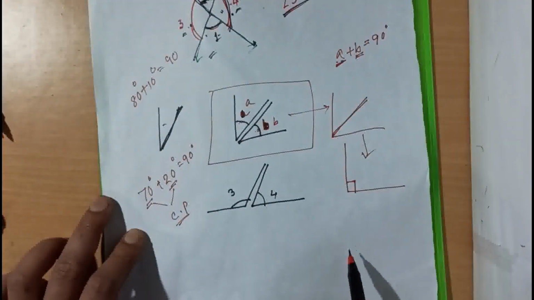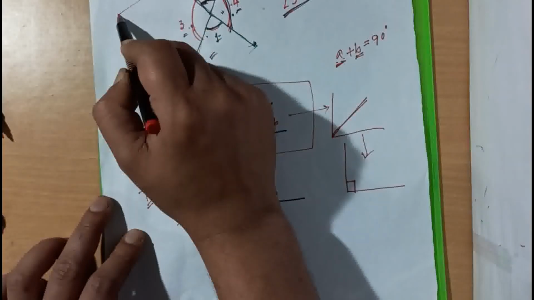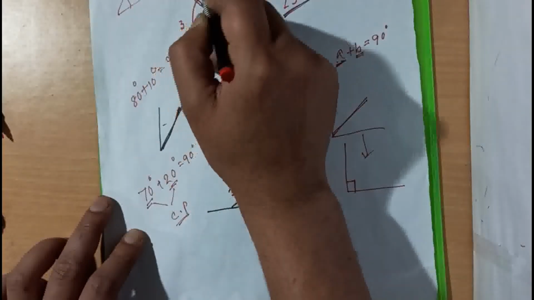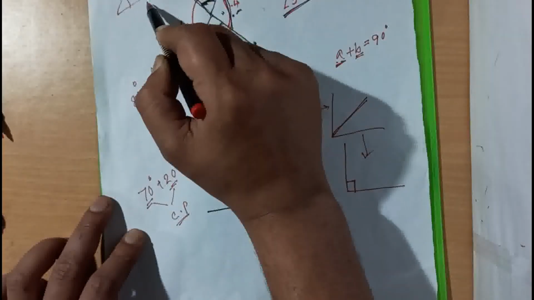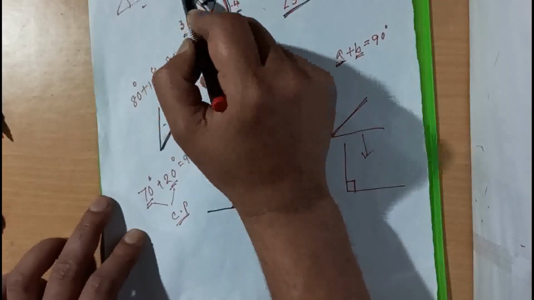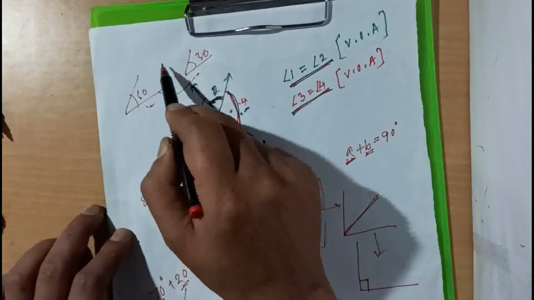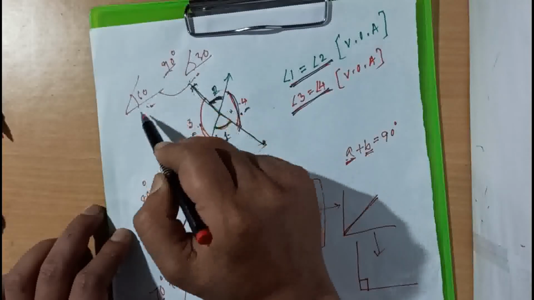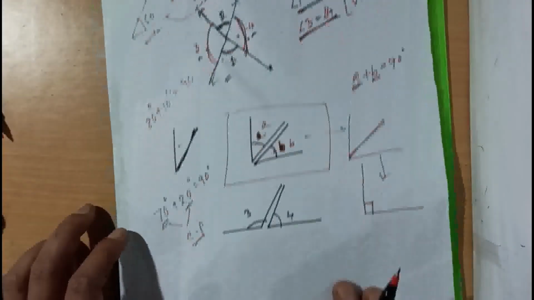Now if you draw a 60 degree angle, and if you draw another angle which is 30 degrees, this 60 degree and 30 degree will give you 90 degrees. That means this angle and this angle are a complementary pair.